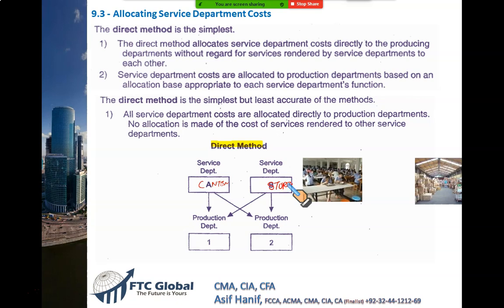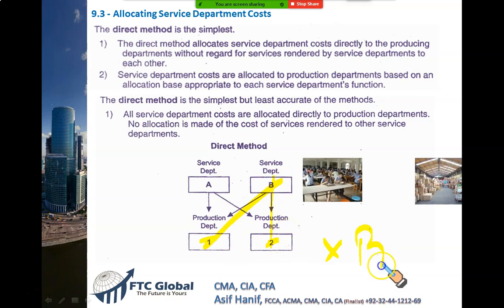What do you do in the direct method? You transfer the cost of canteen to the production department 1 and the production department 2. Canteen is closed, finished. And then you take the service department 2, which is stores, and transfer its cost to production department 1 and production department 2. Canteen cost goes to production 1, production 2. Stores department goes to production 1, production 2. Simple method, story closed.